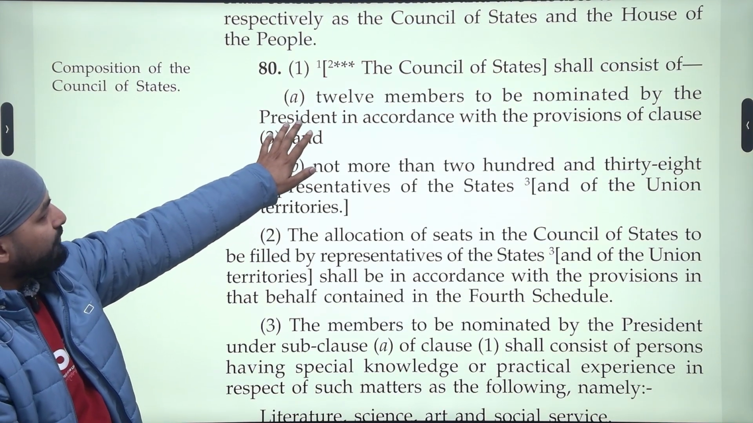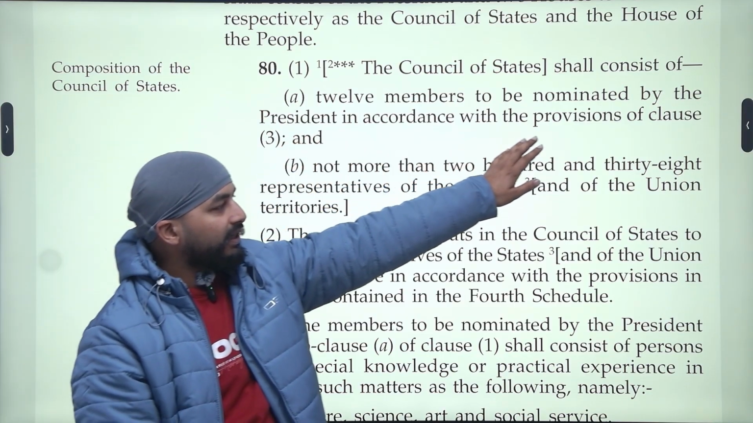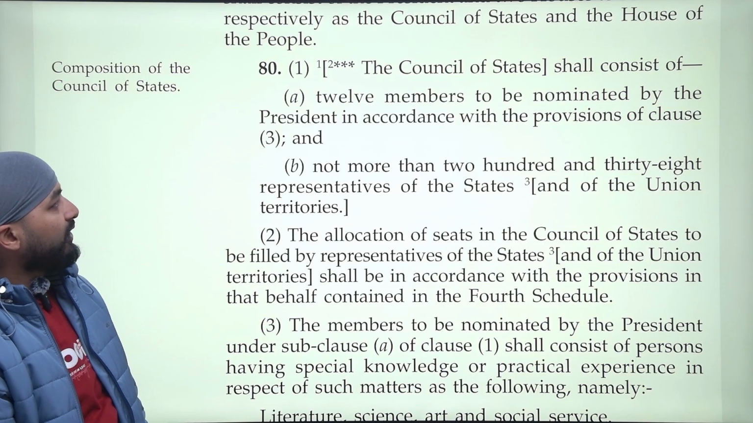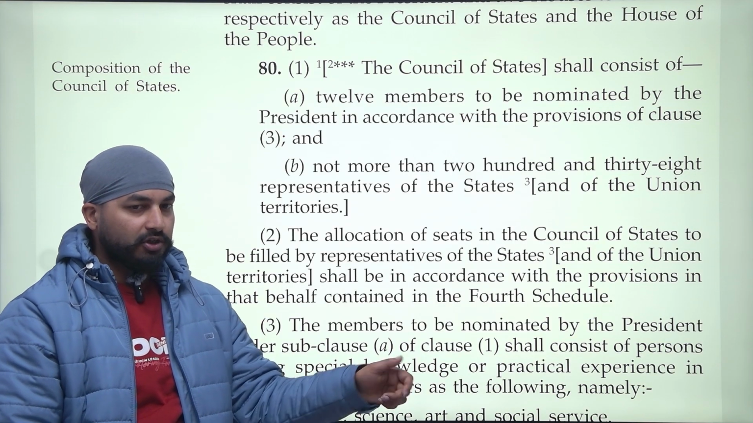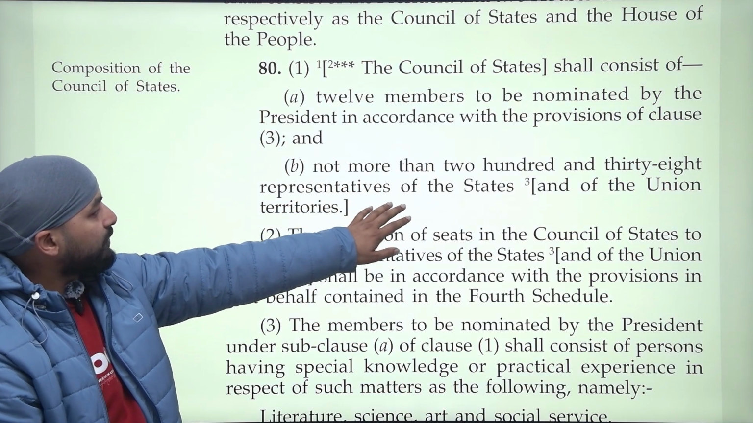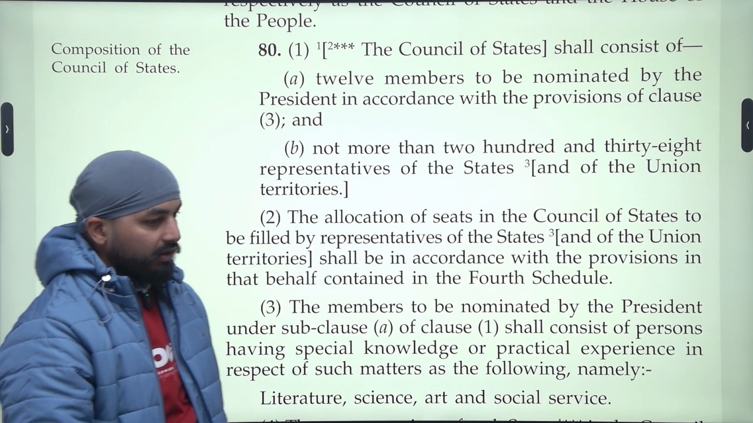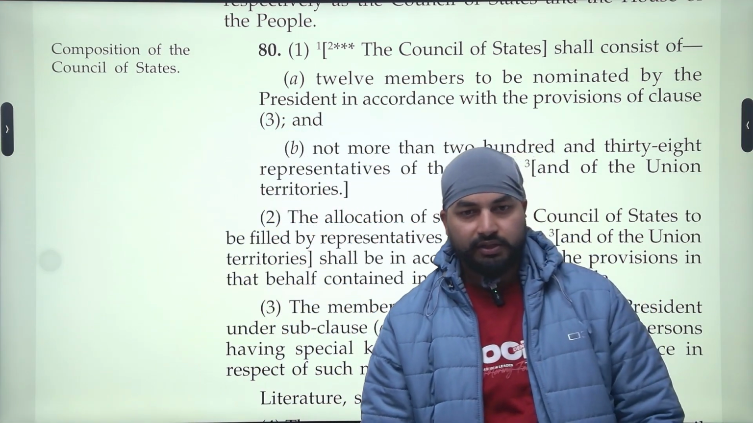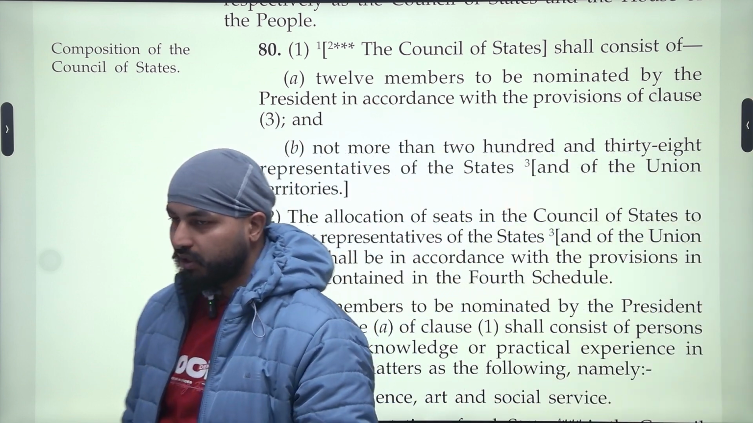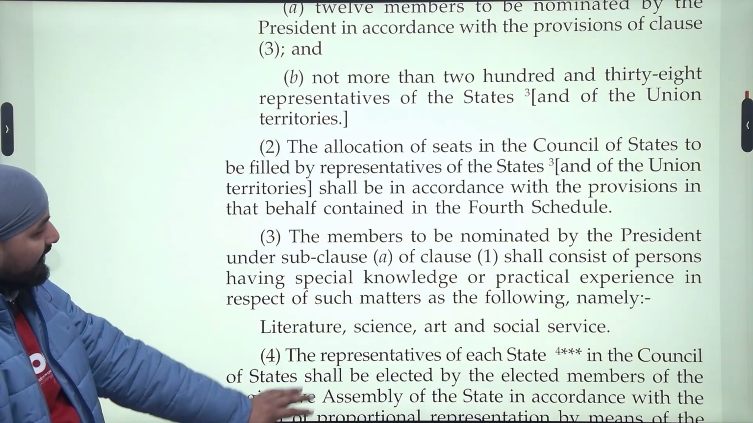Council of States shall consist of 12 members to be nominated by President in accordance with provisions of this clause. So there are 12 nominated members in Rajya Sabha, that is Council of States, and also this name Rajya Sabha and Lok Sabha has been adopted later. Earlier it was named by this only, but more than 238 representatives of the states, okay, and of the union territories. Also here there is a proportionate system. Okay, so what happens is the number of representatives a state is allocated is directly proportional to the population of that state. Okay, let's see the next article, then we will discuss everything one by one.